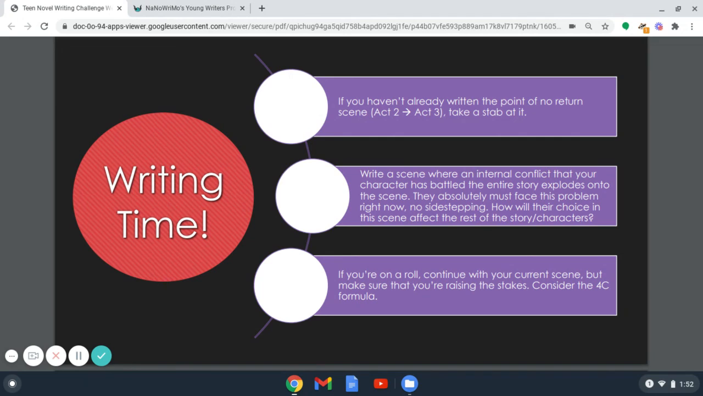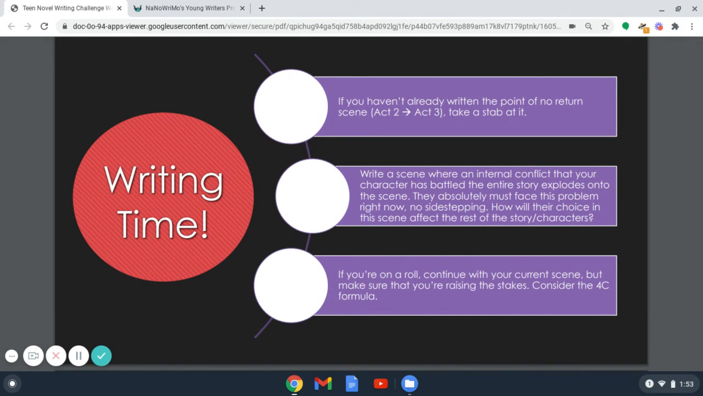And that might help you, if you're still early in your story, figure out exactly how you need to get there. Alternately, you could write a scene where an internal conflict that your characters battled the entire story explodes onto the scene. Remember we talked about that could be insecurities, doubts, character flaws, mental illness. But in this scene, they absolutely must face this problem right now. They can't sidestep it. They can't deflect. No one's going to let them. They have to deal with it. So how will their choice in the scene affect the rest of the story and the characters? As you're writing that scene, think about those consequences that are going to spread out and affect the rest of your scenes.